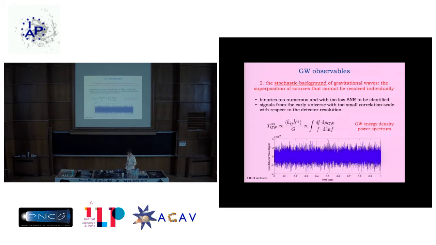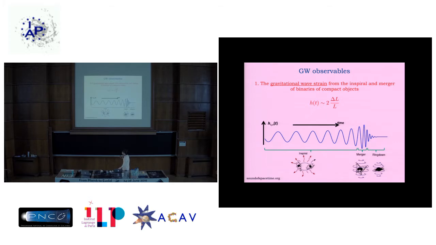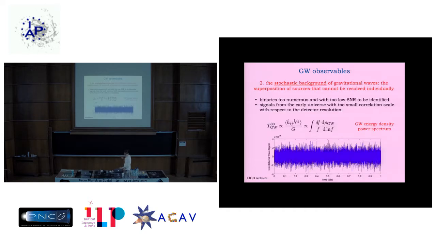But there is also the possibility to observe a stochastic background of gravitational waves. This is the signal from binaries which are too numerous and with too low signal-to-noise ratio to be identified individually. So all these sources contribute a background. While before the observable in time is a very well-defined waveform, in the case of a background, it's just something similar to noise.